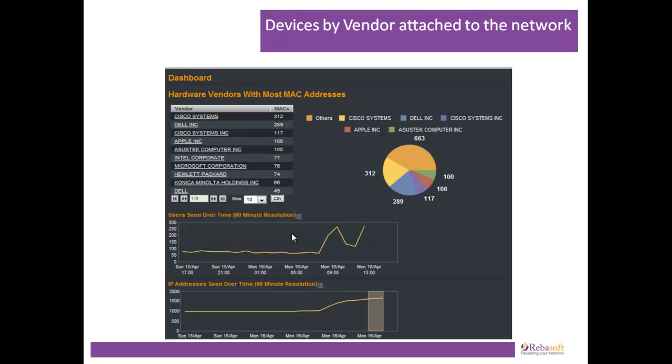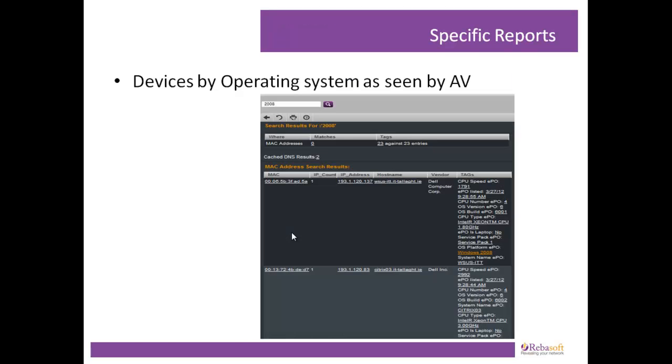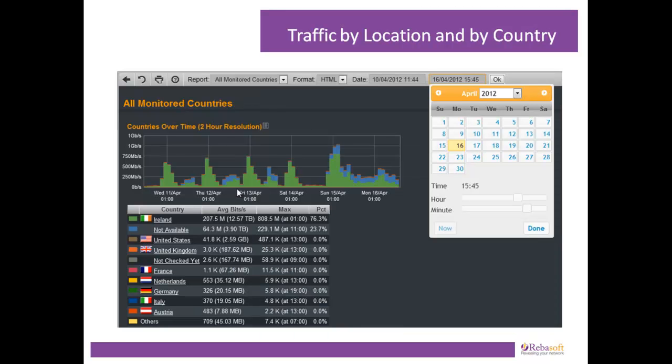Here's a view of device connectivity, with a breakdown by vendors. We also have a very specific one looking at particular releases of operating system, as derived by a particular antivirus system, ePO in this case. Here we're moving into the traffic level, again by location and by country, where we've seen our traffic to and from.